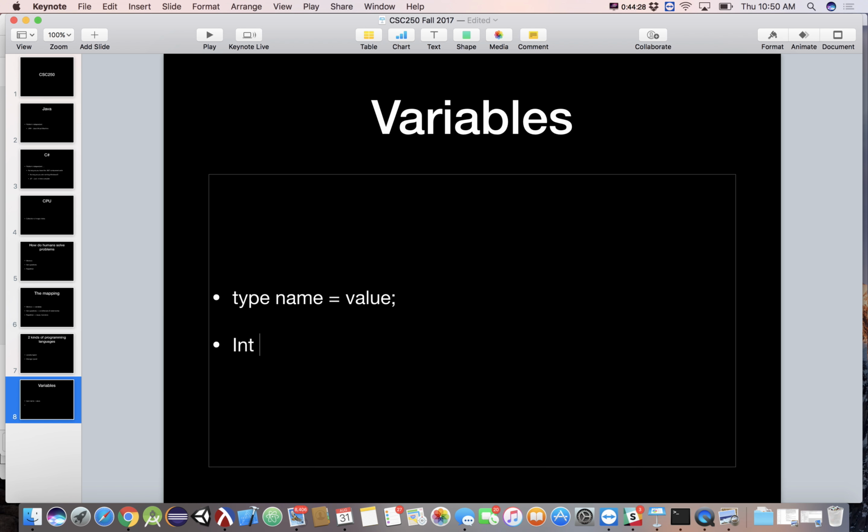So for example, we can say int a is equal, it's got to be lowercase, but int a is equal to 5. All right, so I'm defining a variable named a. It's of type integer. It's going to be equal to the value 5, the integer literal 5.